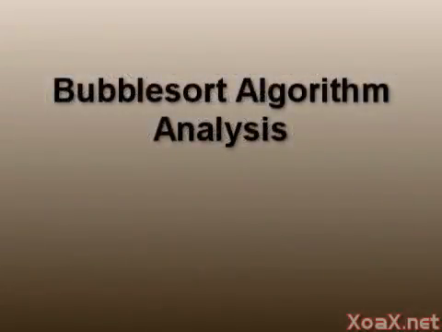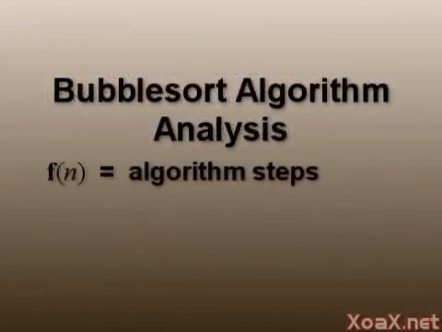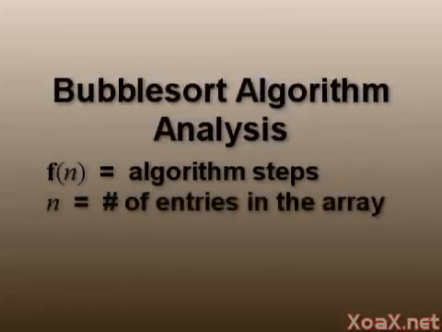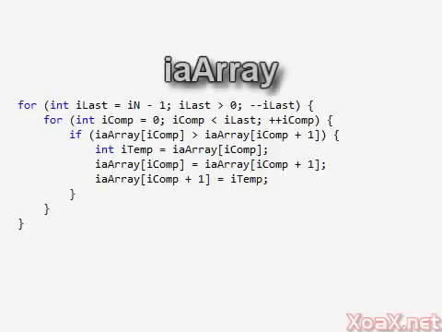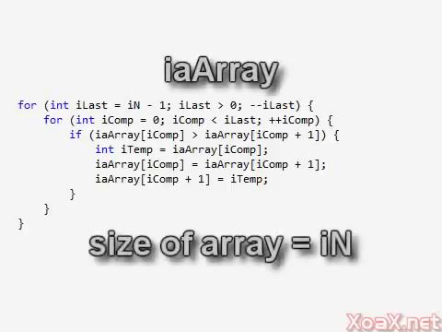Our complexity analysis will determine how the number of algorithm steps varies with respect to the number of entries that are sorted. For our purposes, we are assuming that the entries that we are sorting are in an array. Here's the C++ code for the Bubblesort algorithm. The array that this sorts is iArray, which in this case has size iN.